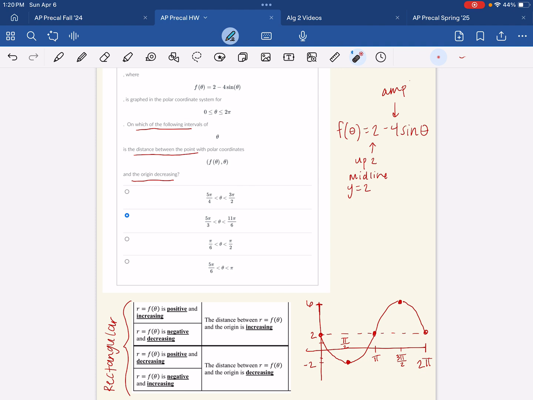Great, so we care about when this graph is positive and decreasing, or negative and increasing. And it would be nice to know, okay, where are these x-intercepts? Because that's where the graph changes from being positive to being negative. And also, if we think about them from the polar perspective, our x-intercepts show us when the function returns to the pole in our polar grid.